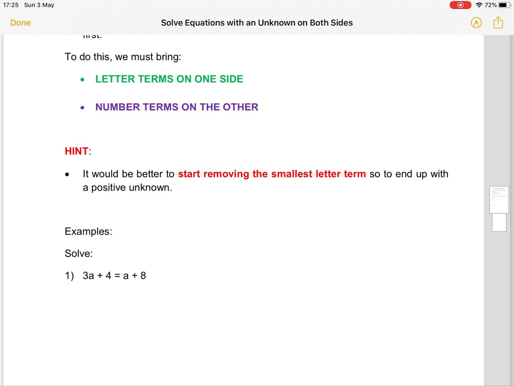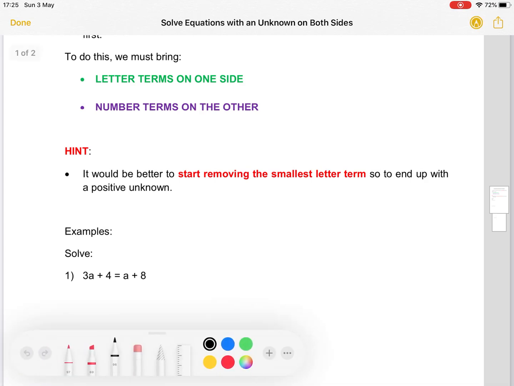So we must organize that equation first. And to organize that equation, we said that we must bring letter terms on one side and number terms on the other. As a hint, we said that it's better to start from the smallest letter term and remove that first. Now the letter terms are 3a and a. The smallest one is a. So we must remove that a first. To remove that a, we must subtract both sides by a.